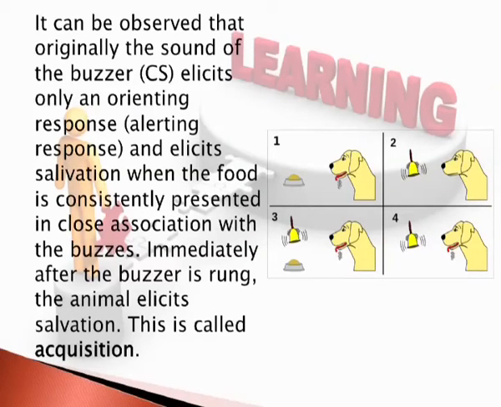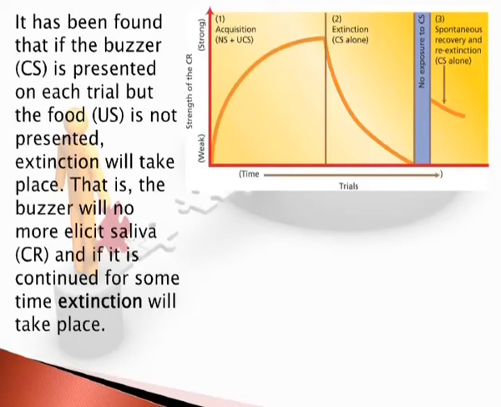It can be observed that originally the sound of the buzzer, CS, elicits only an orienting response, an alerting response, and elicits salivation when the food is consistently presented in close association with the buzzer. Immediately after the buzzer is rung, the animal elicits salivation. This is called acquisition. It has been found that if the buzzer, CS, is presented on each trial but the food, US, is not presented, extinction will take place.